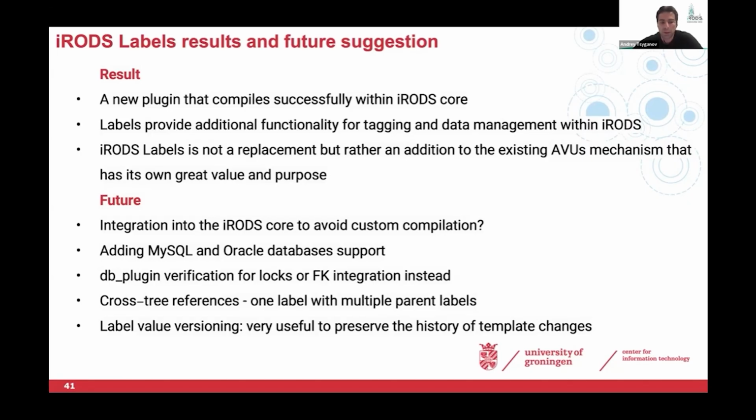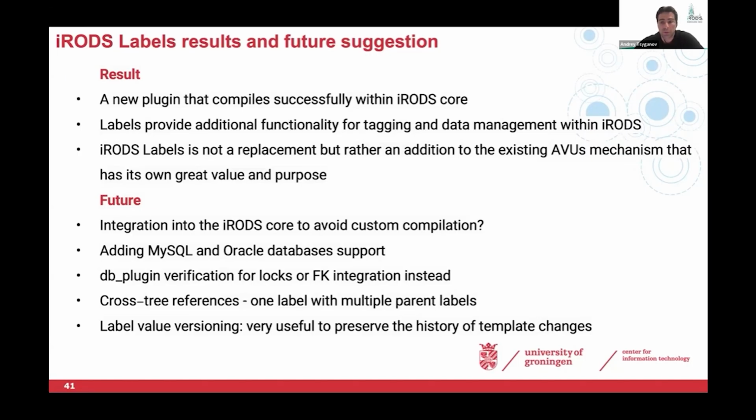And DB plugin verification, that's where lots of questions might be, because it's the core workflow of the iRODS, so the transactions should be kept properly isolated, and the consistency should be guaranteed. What else is possible? The cross-tree references for labels. So a label now can have only one parent, but practically nothing stops it from having multiple parents, and then it would allow reusage of the labels across the tree, scaling in a horizontal way, not only vertical.